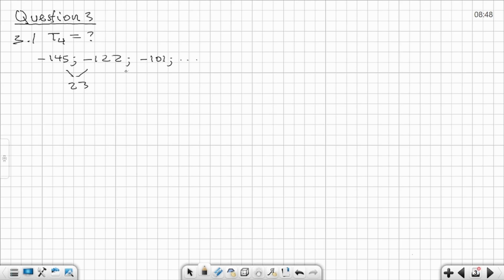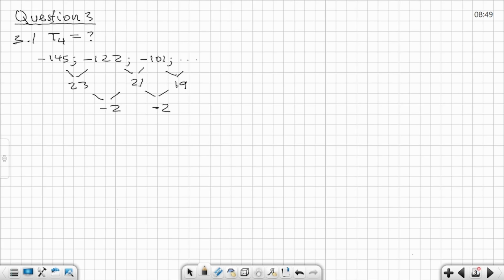And what is the difference here? When you take negative 101 minus negative 122, the difference is 21. Now the second difference, when you take 21 minus 23, is negative 2. So this is the constant difference, the common difference. For a quadratic number pattern, you have a second common difference, so this one will be constant. Now, to get T4, the next term, you keep your second difference constant, so it will be negative 2. When you subtract negative 2 from 21, it will be 19.